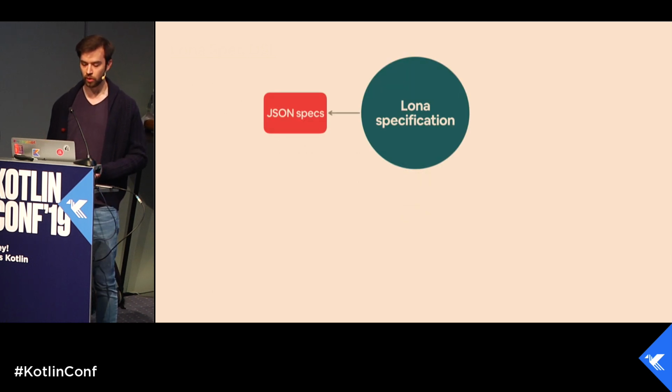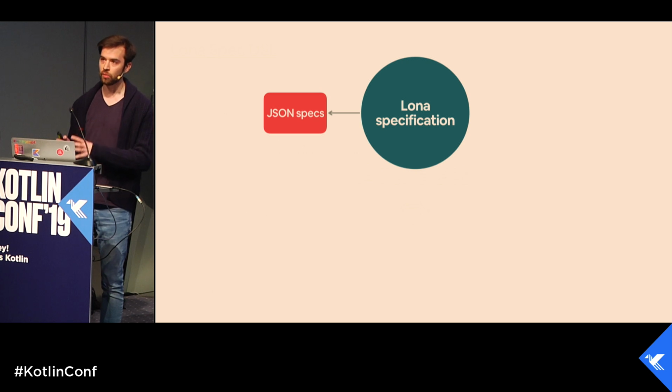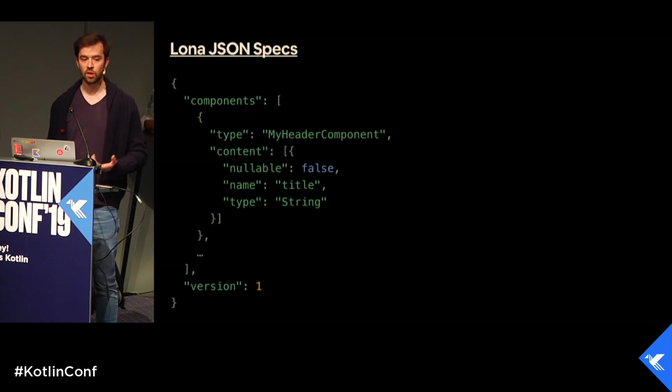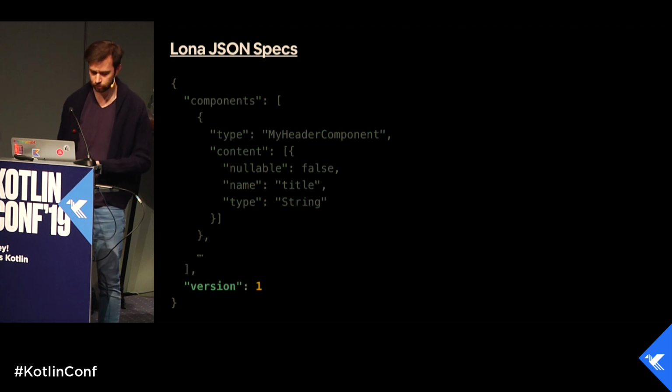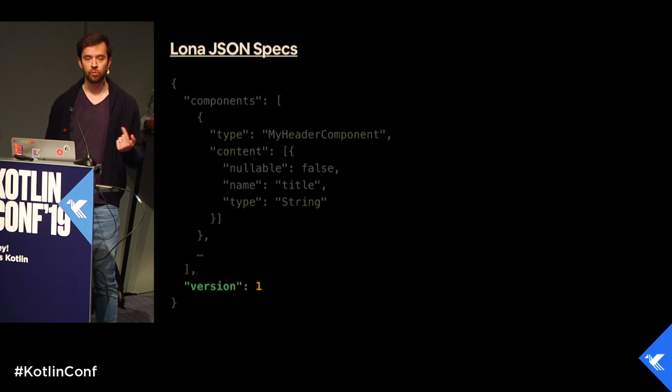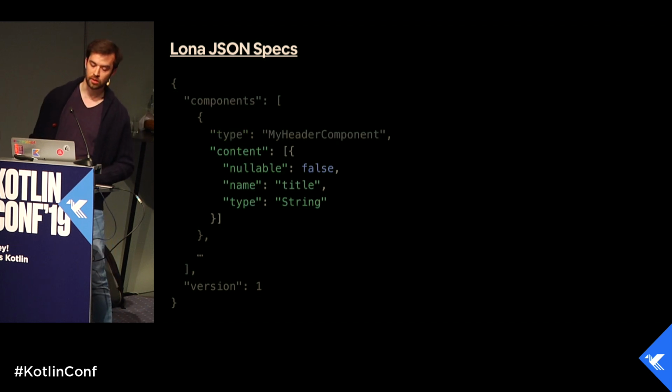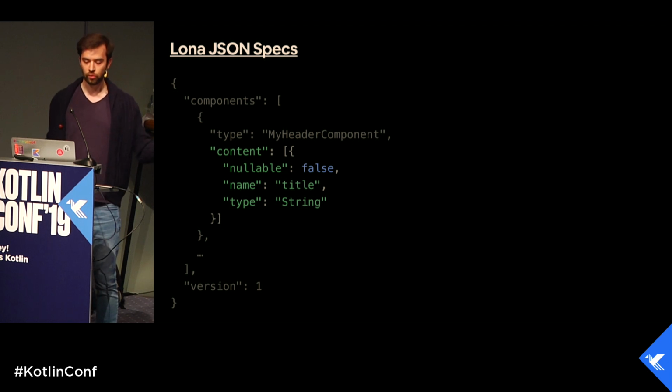As we've talked about already, we knew that keeping things in sync between multiple platforms was also a challenge. And so one of the first things we did was use this Kotlin specification to generate an equivalent JSON specification so that any Lona client could consume it and test itself against it. This is what this JSON spec looks like at a glance. We generate one file per version of the spec. It has a list of components. Each component has a type and a list of content properties. So this is basically, so far, the exact same information that's contained in the Kotlin spec.